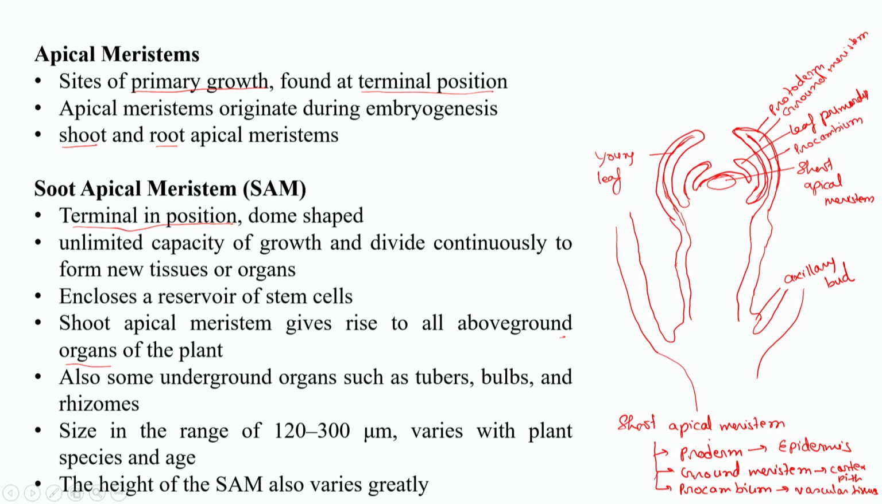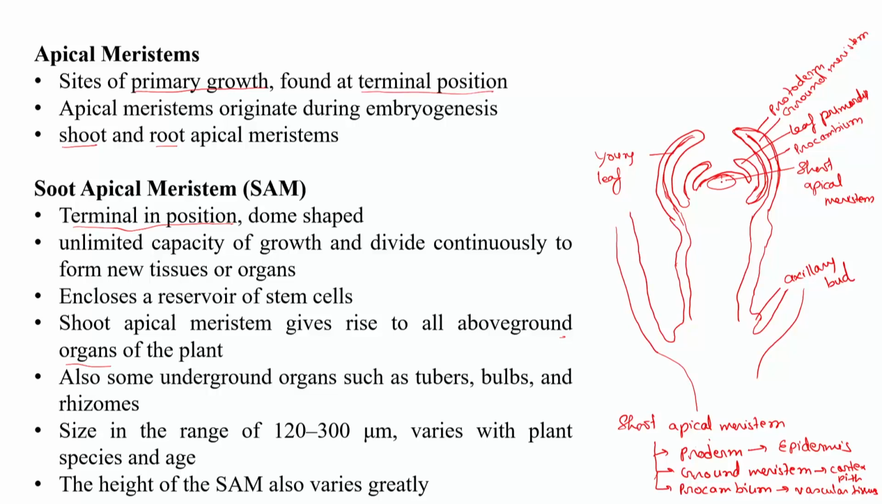So this is the organization of the shoot apical meristem. However, we will also discuss the organization in detail later. The size of the shoot apical meristem can vary. Actually, it is a very small region. The size can vary from 120 to 300 micrometers. The size can be smaller also, and a very big size of 1000 micrometers has also been observed in some plants. It can vary depending on the species of the plant as well as the age of the plant.